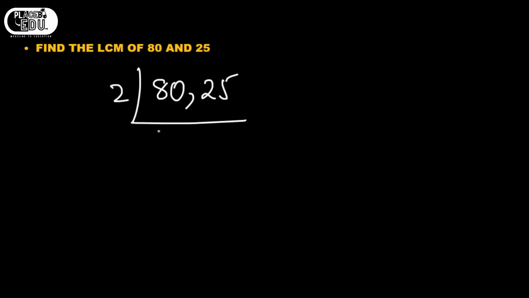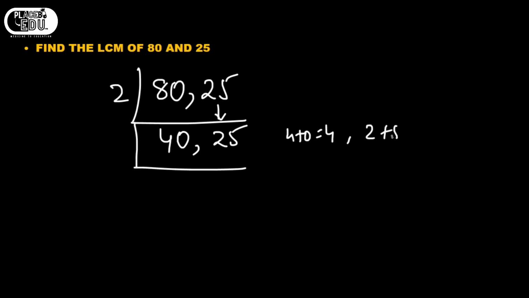Now let us see this example. Find the LCM of 80 and 25. What I told you: write them in a row, and let us divide with 2. 2 fours are 8, 2 zeros, and I can't divide 25, so I have to write it like this. And I'll try to divide with 3. We can't see any number divisible by 3, because 4 plus 0 is 4 and 2 plus 5 is 7.